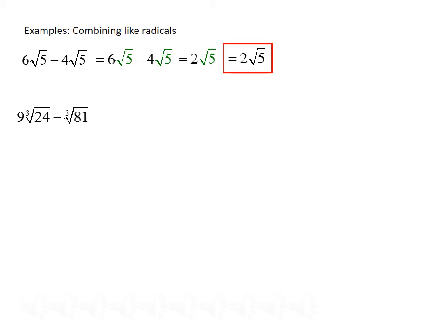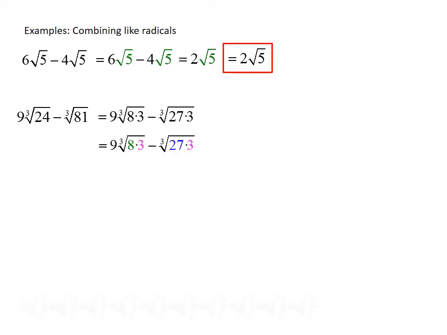Let's try another example. This time we have 9 times the cubed root of 24 minus the cubed root of 81. Now, we don't currently have like radicals, so we can't combine these yet, but we can use some of the properties of radicals to rewrite this problem and see if we can get the same radical in both terms. So since we're dealing with cubed roots in both terms, we want to see if we can rewrite the radicands, or what's underneath the radical sign, using a product of a perfect cube. So 24 we can rewrite as 8 times 3, and 81 we can rewrite as 27 times 3.